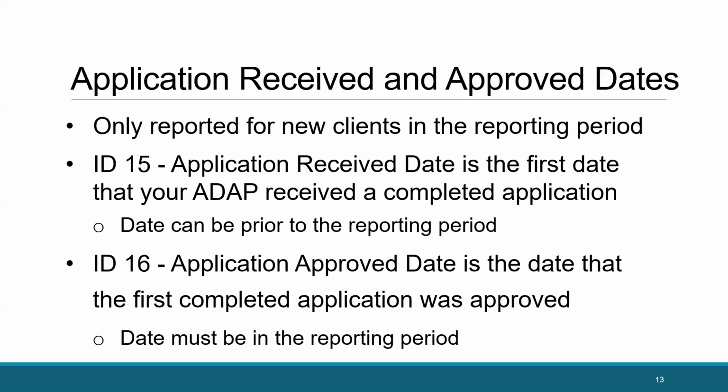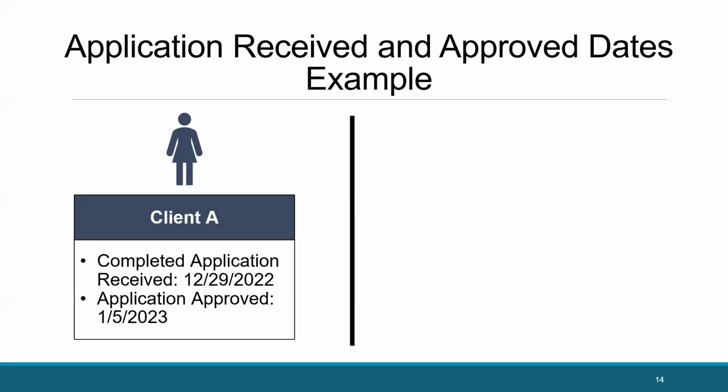So let's go through an example to further illustrate this. Starting off, let's look at these two new clients, starting with client A, who submitted a completed application to your ADAP on December 29th, 2022. And then the application was approved January 5th, 2023. So in this situation, December 29th, 2022 would be reported as the application received date, and then January 5th, 2023 would be reported as the application approved date. So kind of straightforward there.